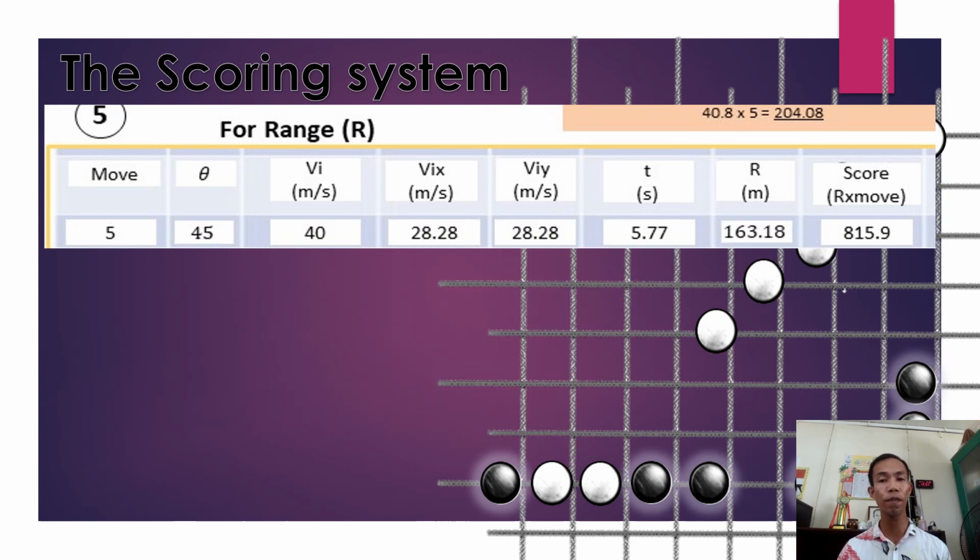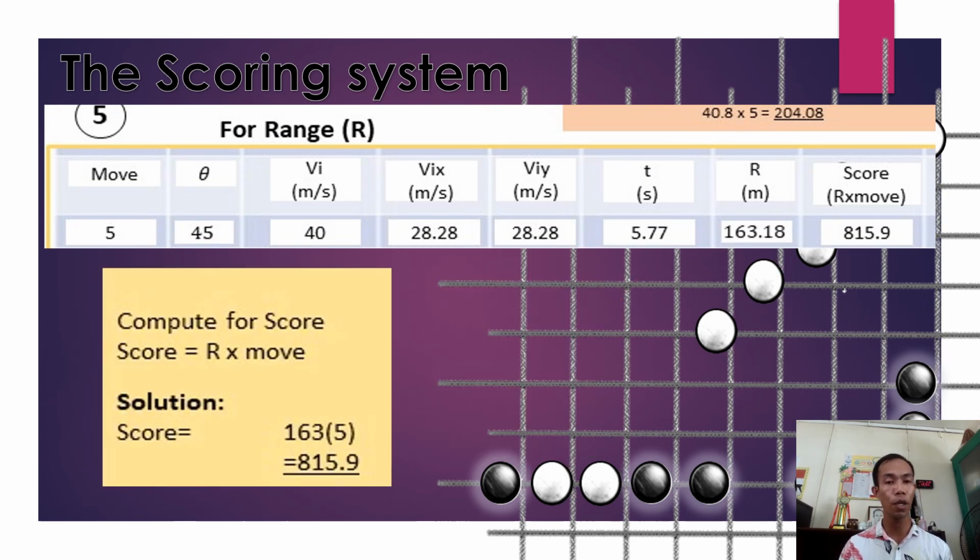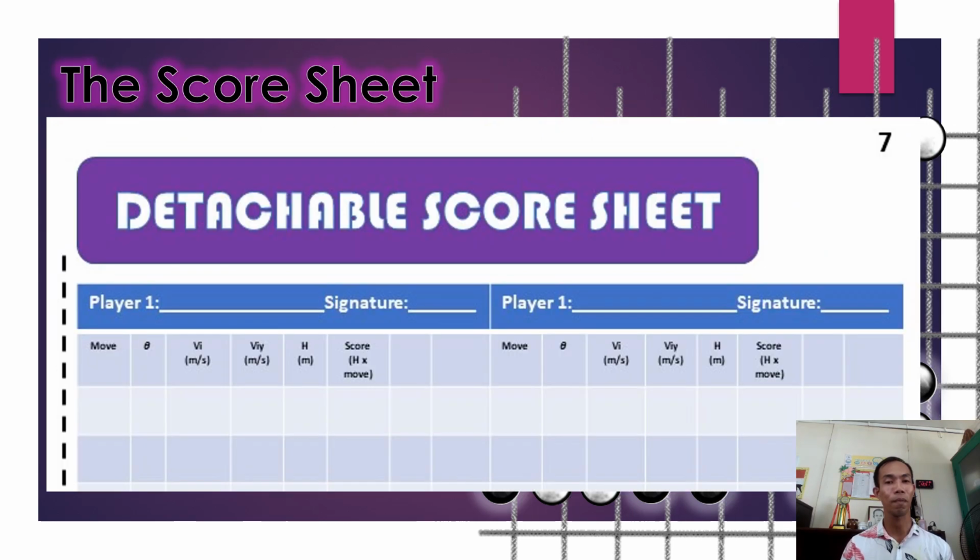Then to compute for the score on that particular move, the score is equal to the range times your move, and of course here is your range, 163.18 or 163, times your move, which is 5, that one here, and that would be equal to 815.9. There you go. That's how you can get the score out of your move.